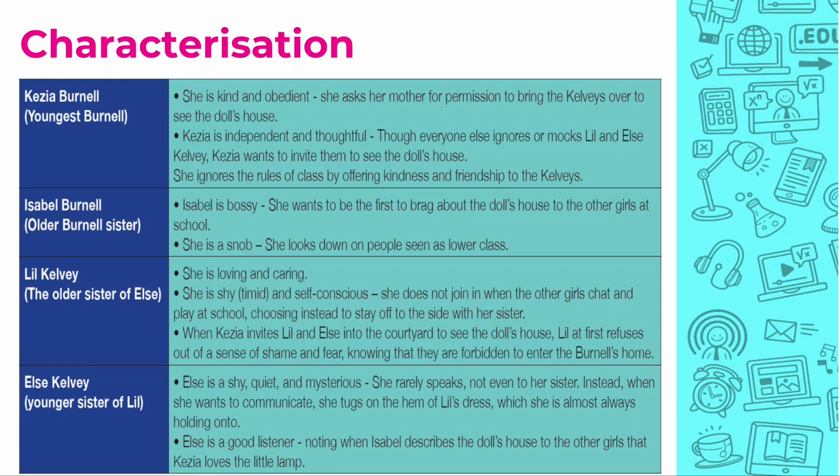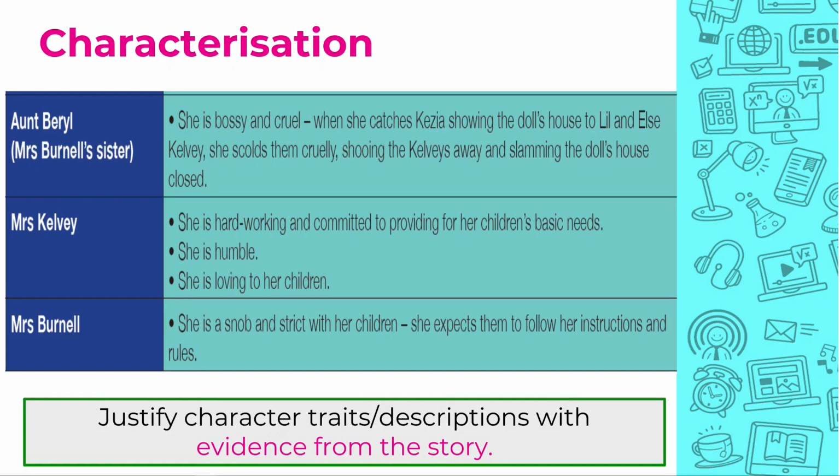Okay, I'm going to show you the next slide, which basically just shows you a little bit more about characterization. Now, it gives you the characterization here about all of the characters in this particular short story. So we've got Kezia, who's the youngest Burnell. We've got Isabel, who's the older one, and she's a lot like a mom. Then we've got Lil Kelvey, and we've got Else Kelvey, and then we've also got the rest of the characters, which is Aunt Beryl, and she's Mrs. Burnell's sister. Let me just say something on this particular slide.